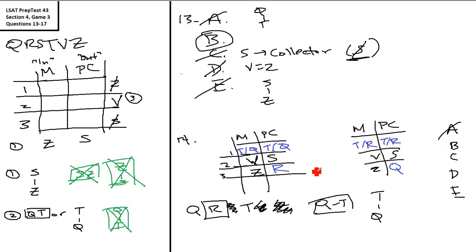Answer choice B, R and T, can you ever buy R and T together? Yeah, sure, why not? Right here, right? If R is in 3 and T is over here. How about answer choice C, R and V? Well, V is always going to be sold to the museum, so forget it. Answer choice D, R and Z? Z is always going to be sold to the museum, so forget it. And then answer choice E, T and Z. Again, Z is sold to the museum, so forget it. So it turns out that answer choice B is the correct answer to question 14.